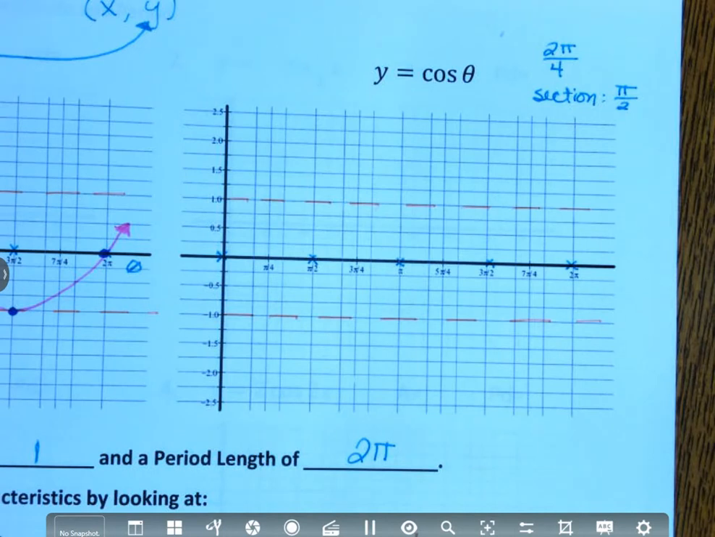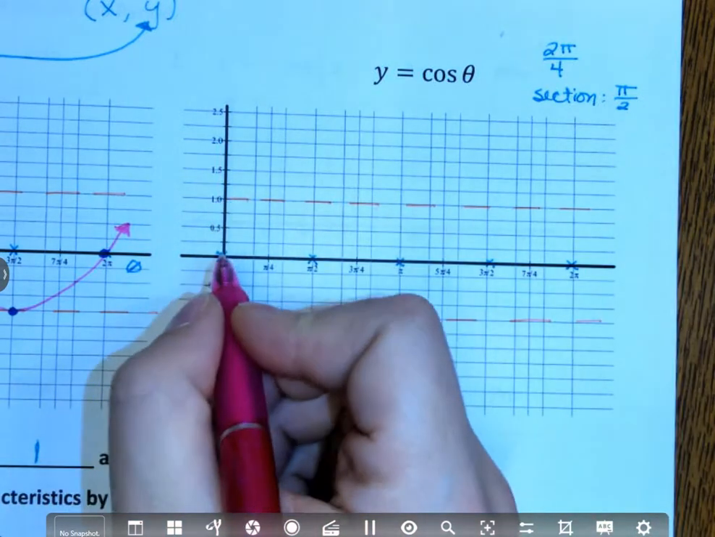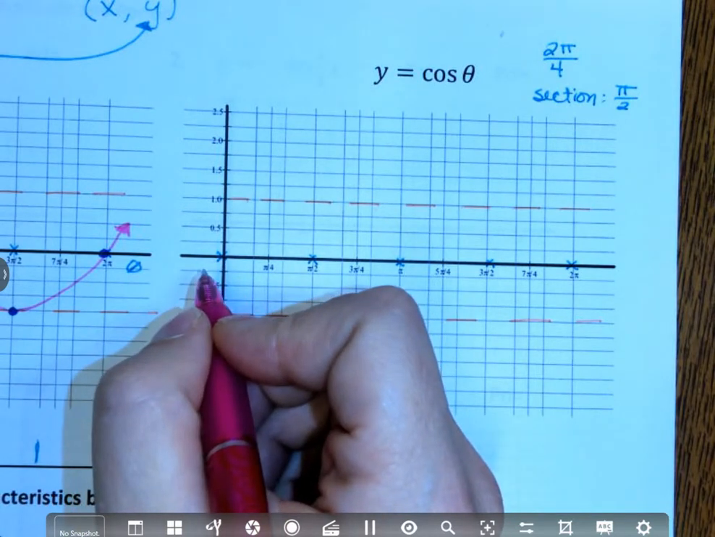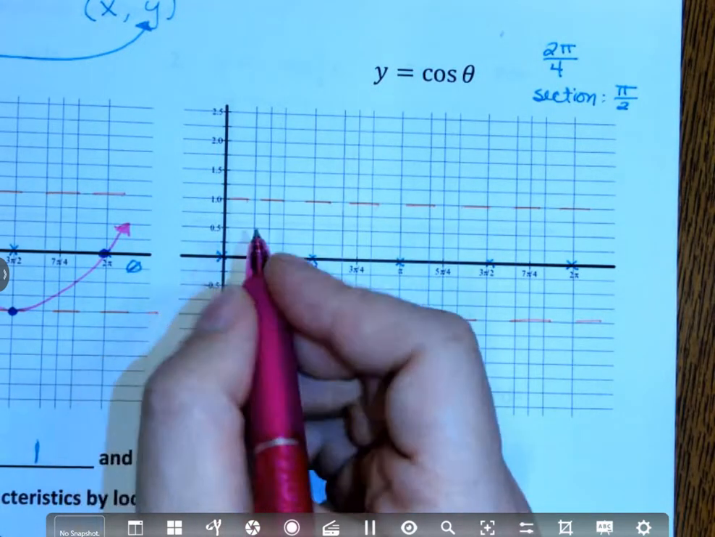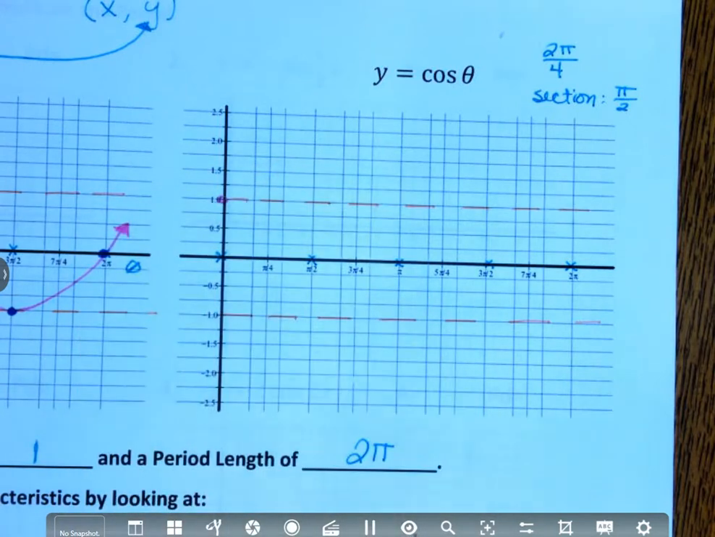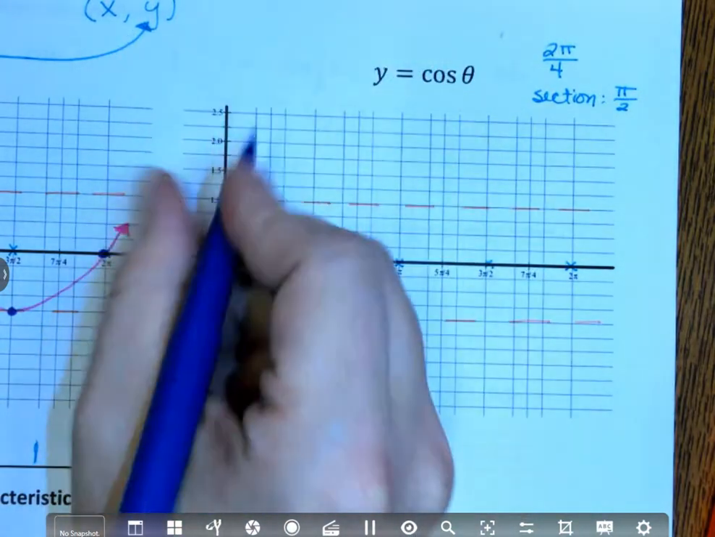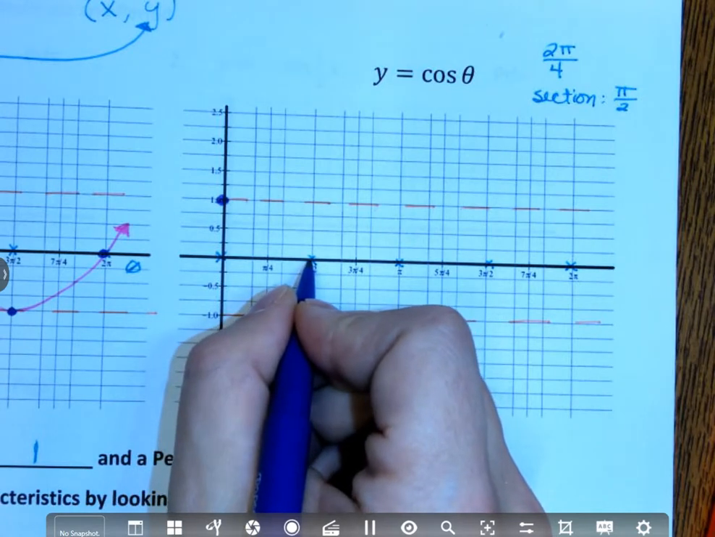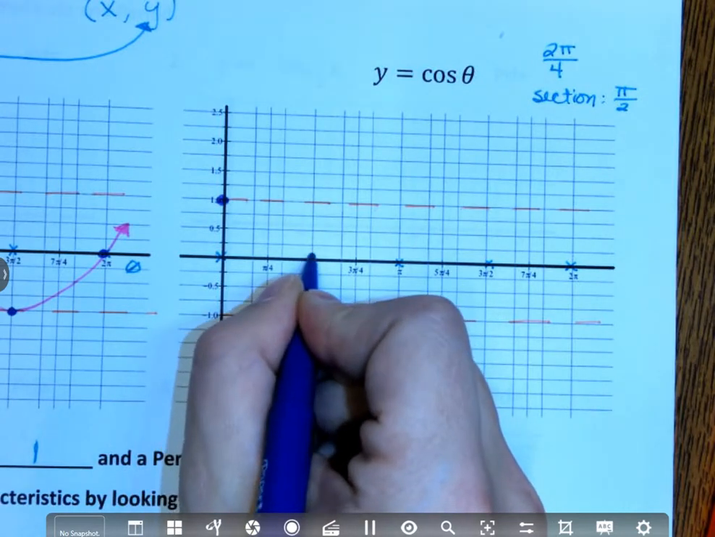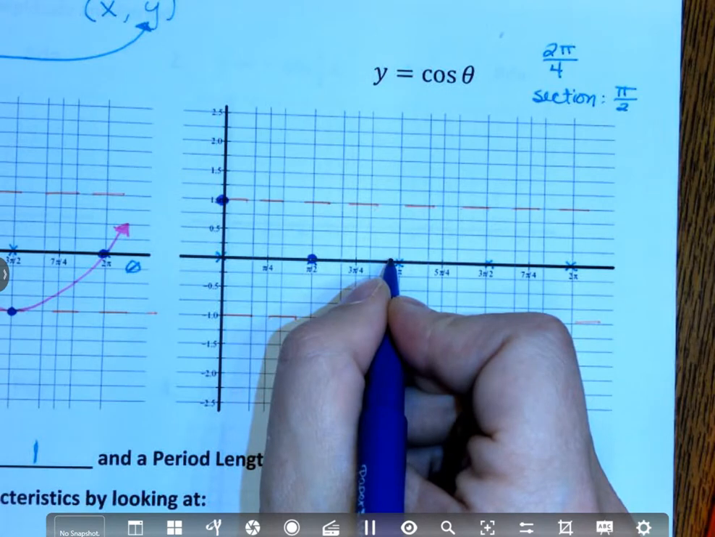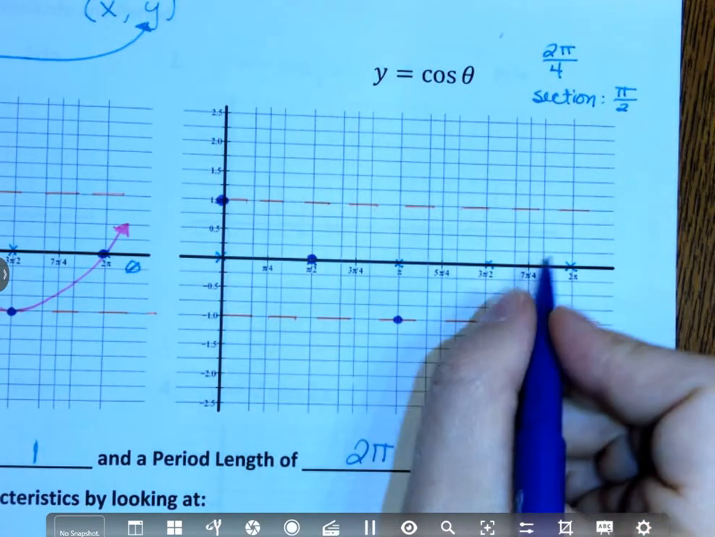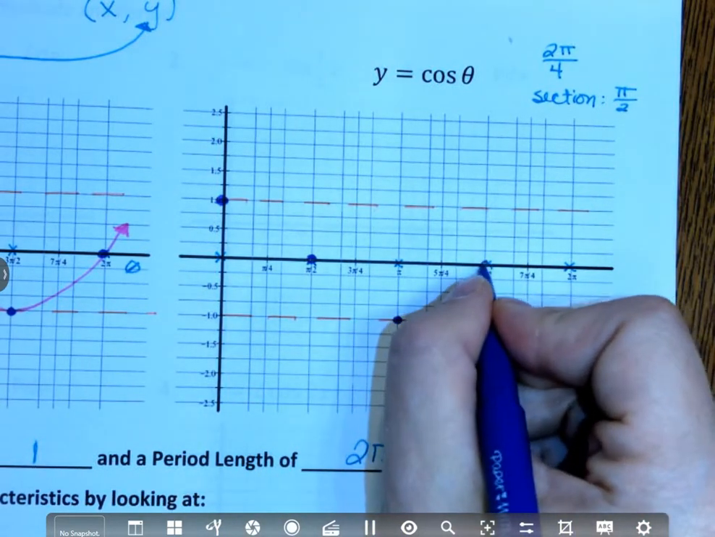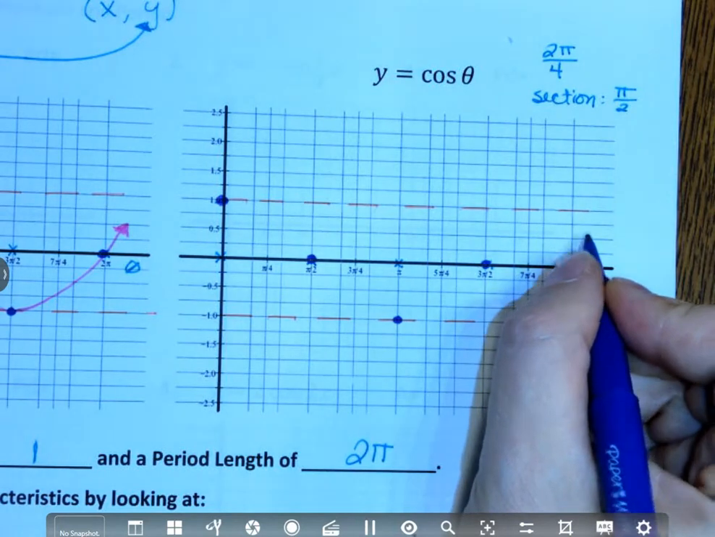And the last thing we need to do is draw our waves. So what is the cosine of 0? 1. Cosine starts at that top there. Cosine of pi over 2. Good. Cosine of pi. Cosine of 3 pi over 2. And cosine of 2 pi.